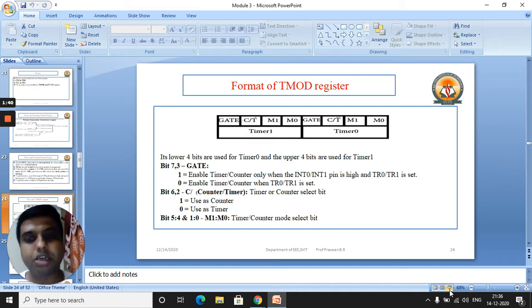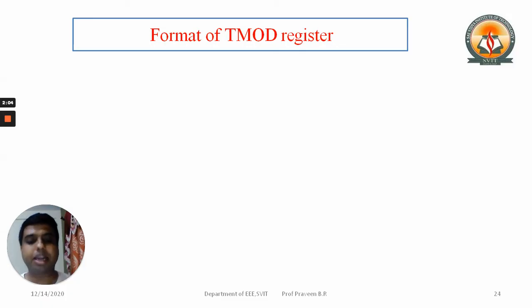What does this pin do? The 6th pin and the second pin of the particular TMOD register, the function of this pin is to make sure that if this pin reads 1, it indicates that it will be used as counter. If it reads 0, it will be used as timer. Since it is C/T bar, it will be used as timer.